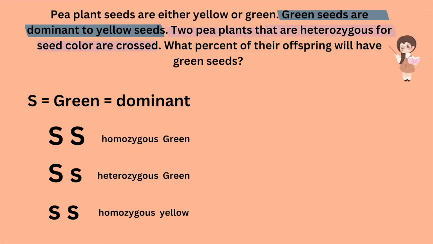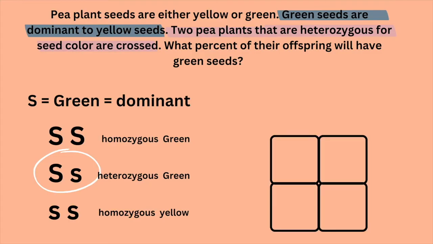The given information says we have 2 pea plants that are heterozygous for seed color. That's what we're working with to find our genotype for both parents. It looks like only one genotype fulfills that description. Big S, little s is heterozygous. It doesn't tell us the color it yields, but it doesn't matter in this particular problem. So we're going to fill in this Punnett square appropriately. I'll give you some time to do that.